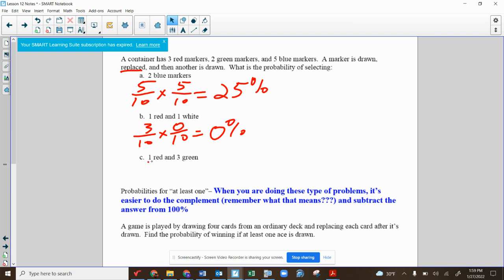1 red, and then 3 green. So green is 2 out of 10. So each time, because you're putting it back, it is 2 out of 10 for each one. Put that in the calculator, you're going to get 0.24% approximately.